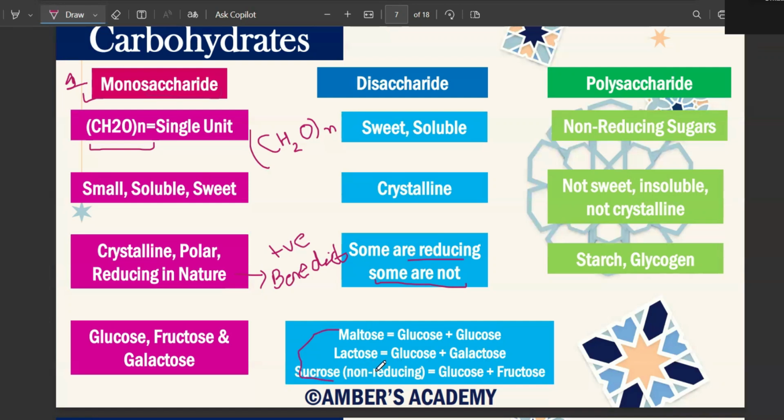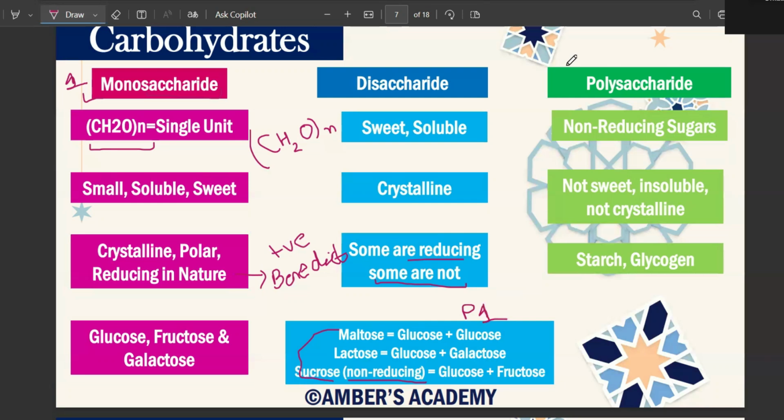But now moving towards the non-reducing sugar, which is sucrose. So when a glucose molecule and a fructose molecule, they combine, they form sucrose. And sucrose is non-reducing in nature. Okay? So we have a separate test for non-reducing sugars, and we have this test of Benedict for reducing sugars. We'll do the test of non-reducing sugars as well. But as for now, just remember that which two monosaccharides combine to form which of them, because this is a component of paper one once again.